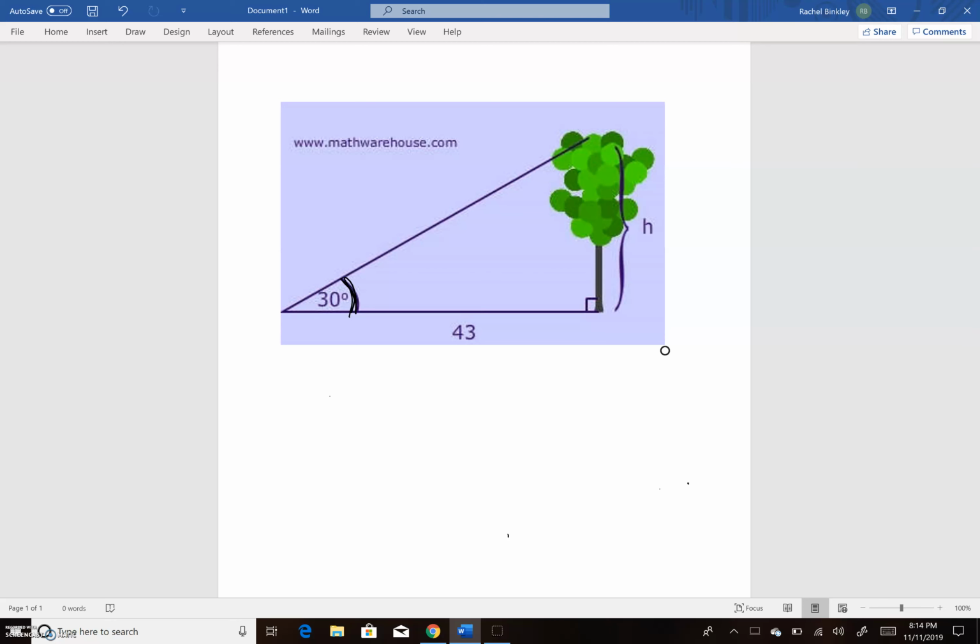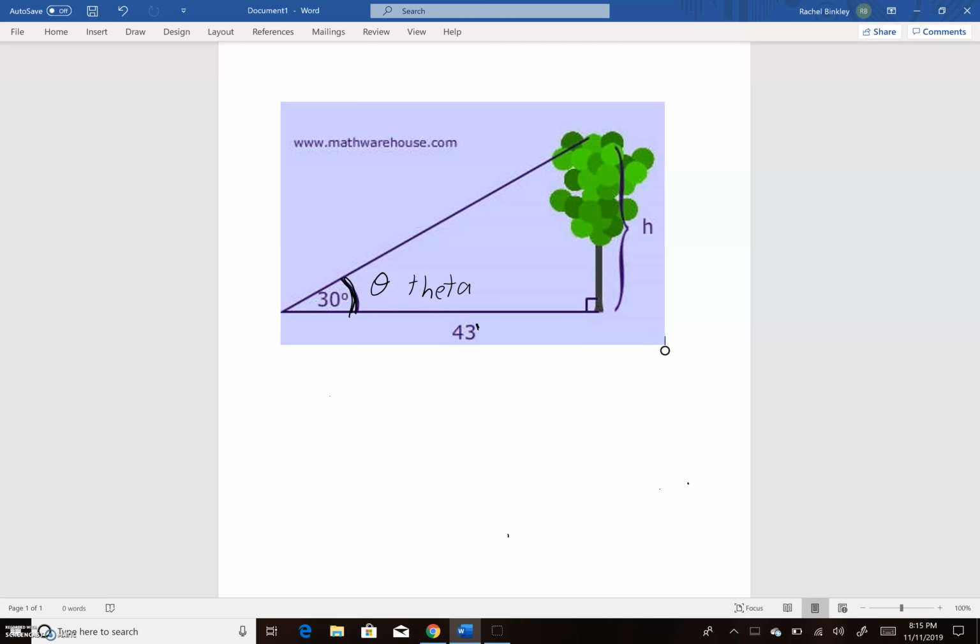You're standing about 43, let's call this feet, away from the tree, and we're trying to figure out how tall the tree is. Let's call this angle theta. This is a Greek letter that we use to represent angles.